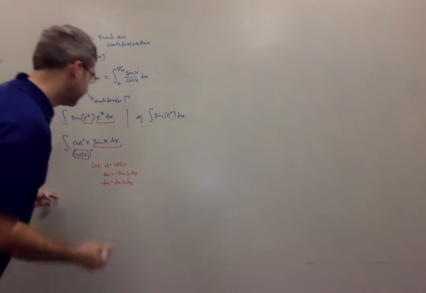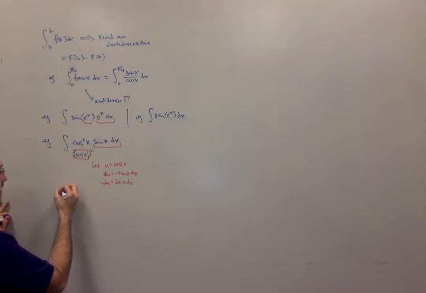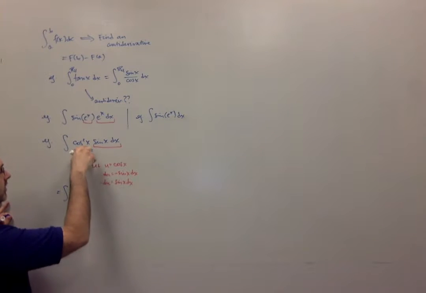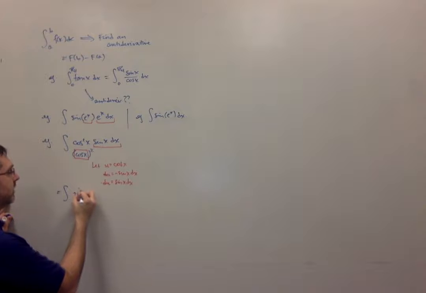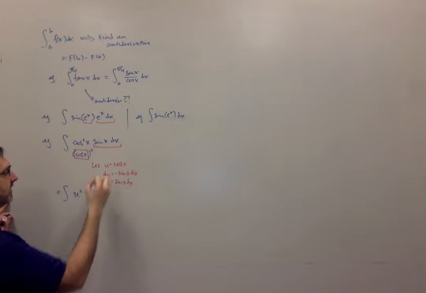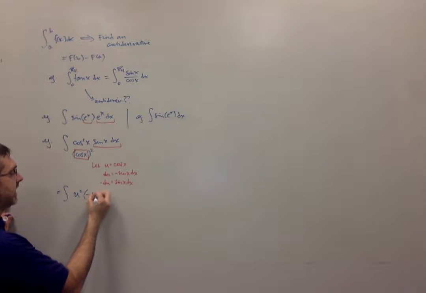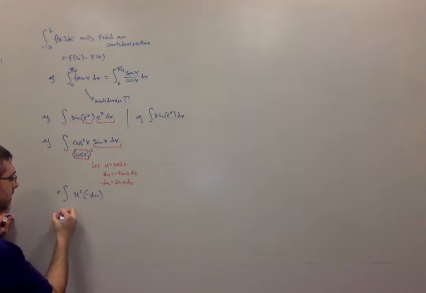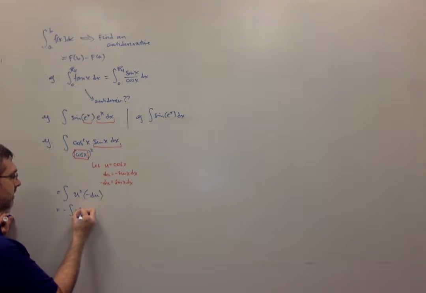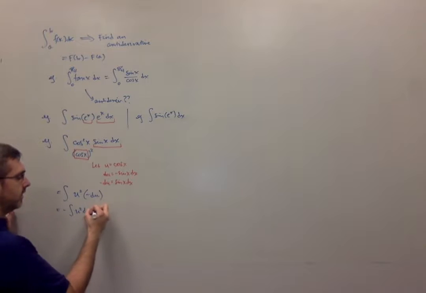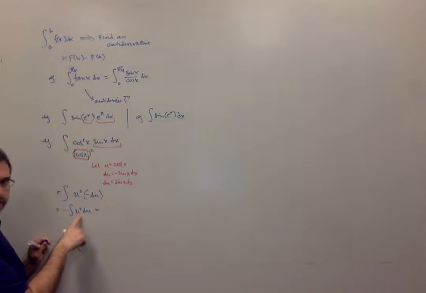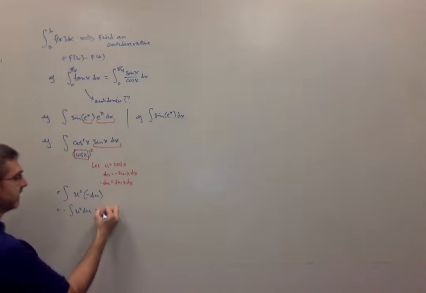So what I'm going to do is substitute in u equals cosine, and so I'm going to get u squared, and then this sine of x dx is going to be negative du. And that negative can just come out. So we now have an integral that is very easy and is something that I can do. This is 1/3 u cubed.